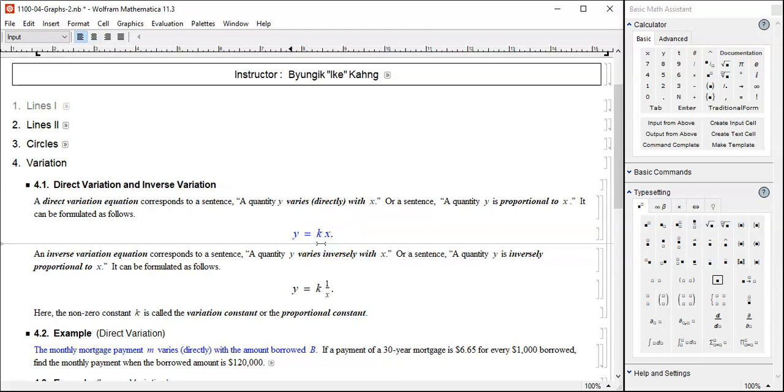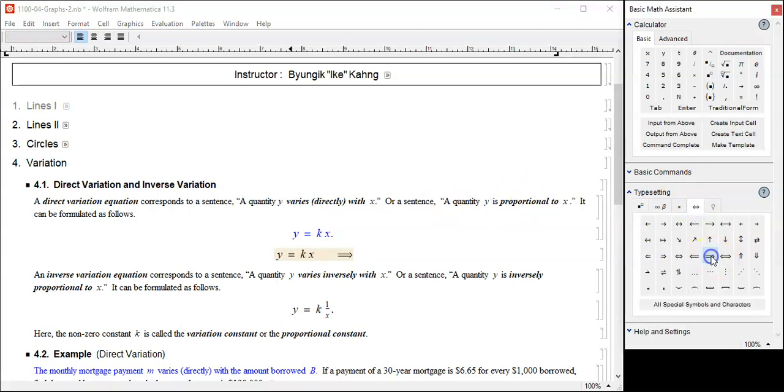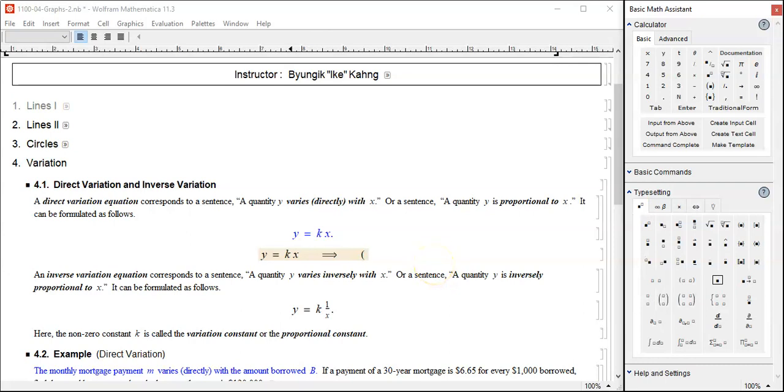Now, how does it work? y is kx, alright? Then, please consider this kind of change. What happens to y if you double x? This will become what? It'll become 2y. Does it make sense? What if I triple the x? Then same here. y is tripled.